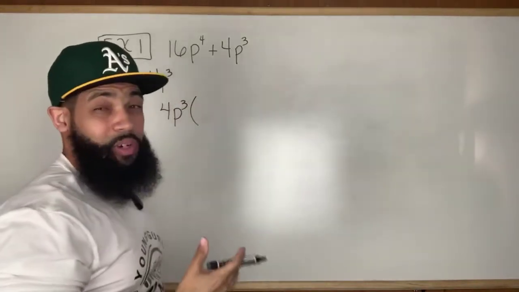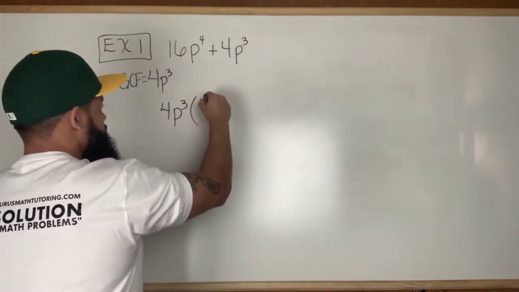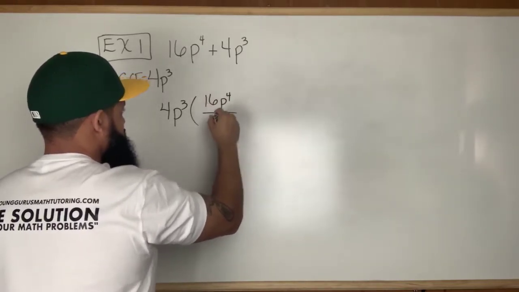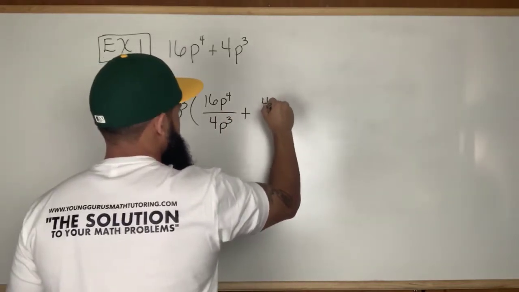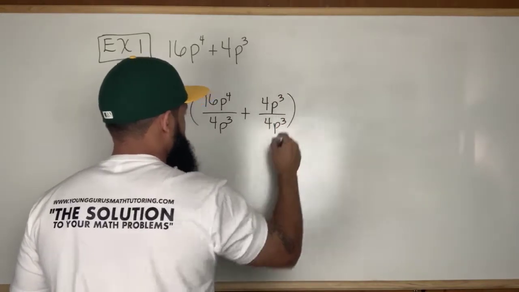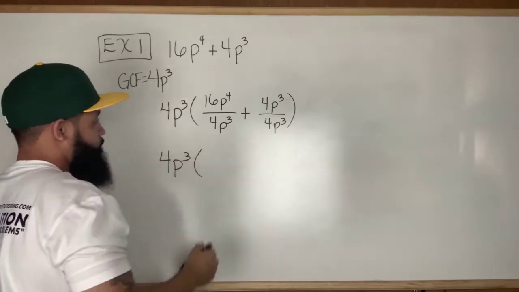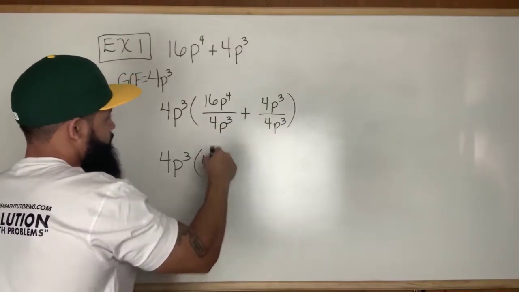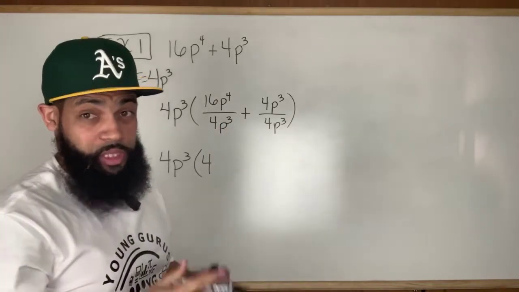Now, to figure out what I get inside the parentheses, I'm basically taking each of these terms and dividing them by the greatest common factor. So it's basically like saying this divided by 4p to the third power, plus that second term divided by 4p to the third power as well. So what that leaves me with is 4p to the third power on the outside of the parentheses, and then 16 divided by 4 is 4, and then p to the fourth power divided by p to the third power, all we have to do is subtract the exponent.